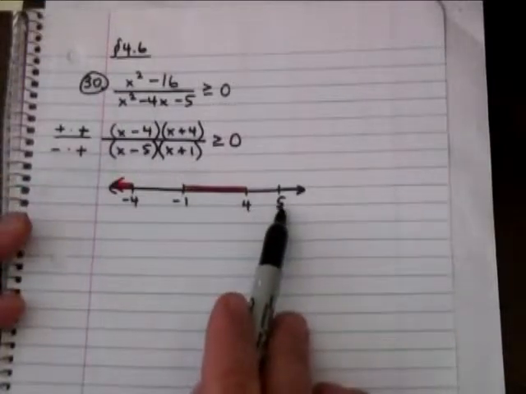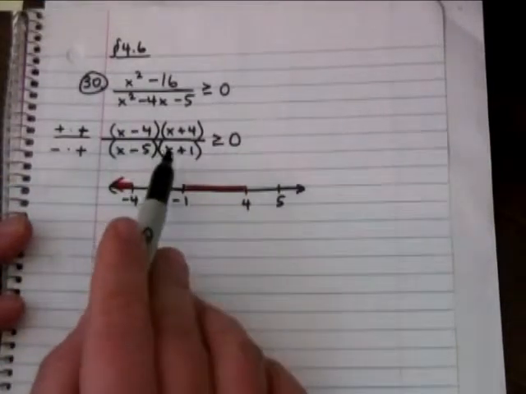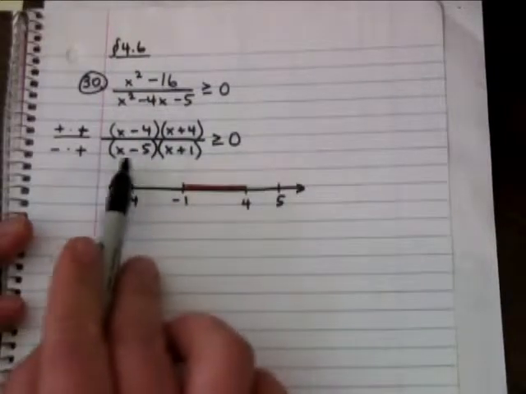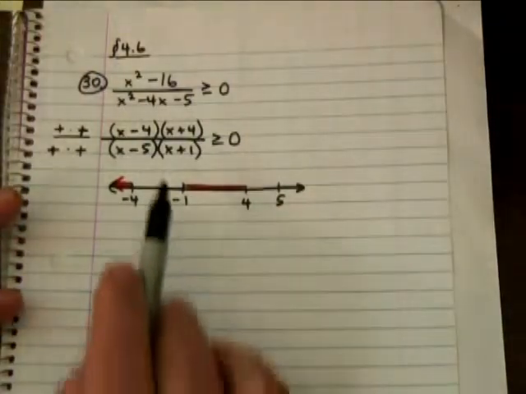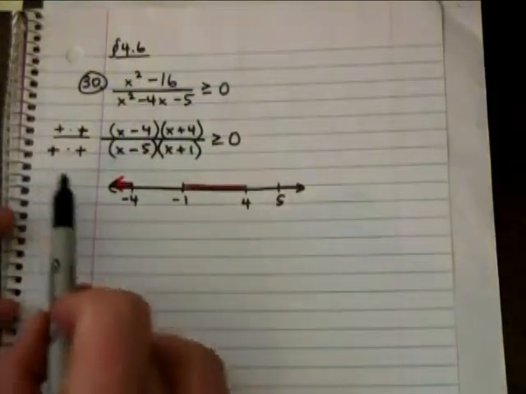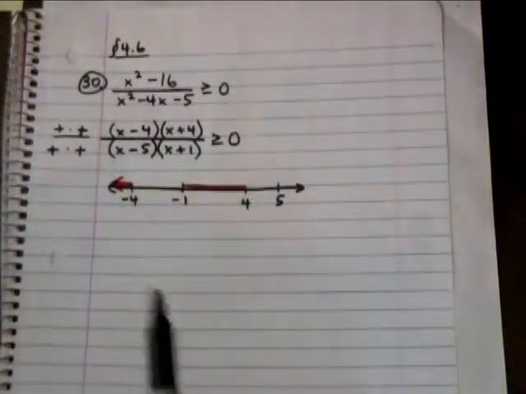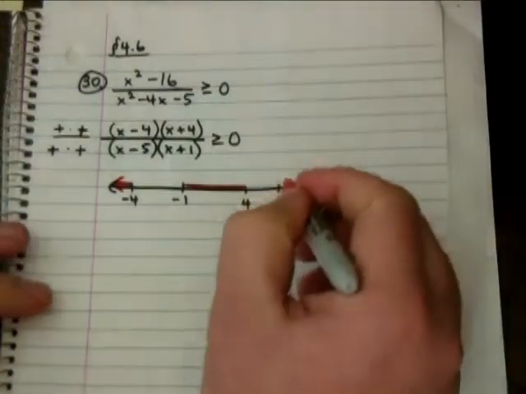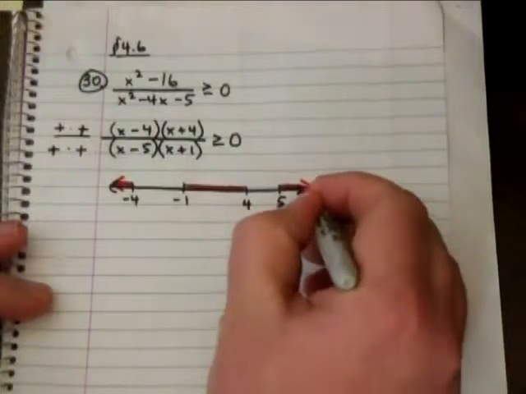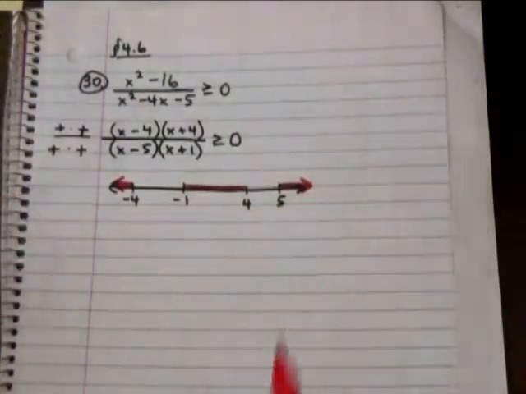You could choose 100, it doesn't matter. 100 minus 4 is positive. 100 plus 4 is positive. 100 minus 5 is positive. And 100 plus 1 is positive. Multiplying and dividing with all positives gives you a result that is also positive. So this region contains solutions to our inequality as well.